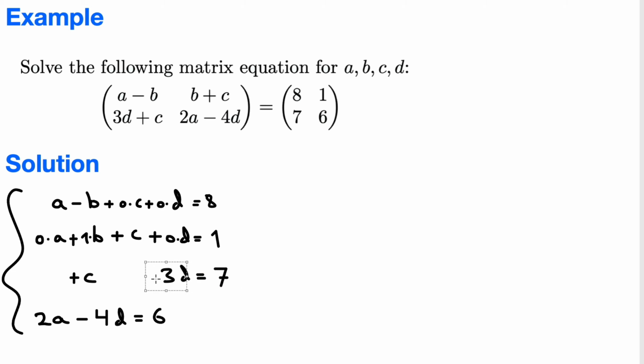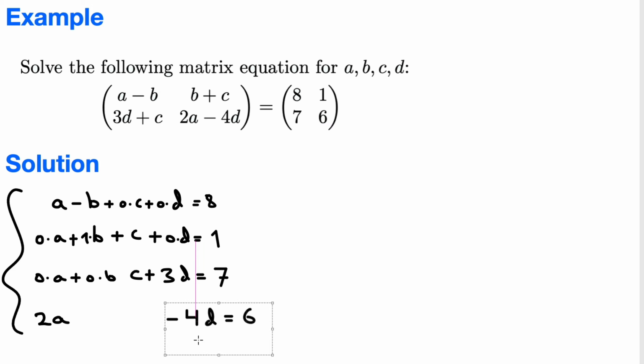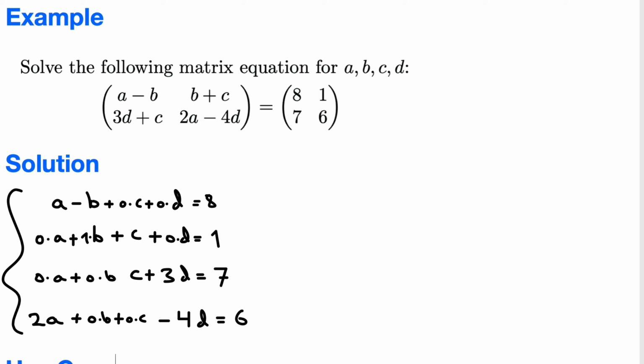Let's put the 3D at the end with a plus sign, and then we have 1C, and then we have 0 A's plus 0 B's, and finally, the last equation, let's rewrite as follows. So we have 0B and 0C in the center. 0B plus 0C. And let's use Gaussian elimination to solve the system of linear equations.